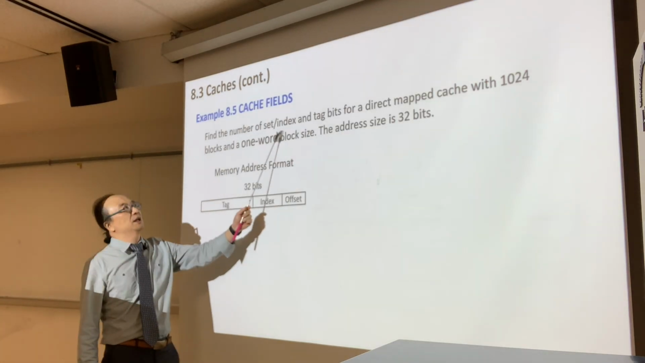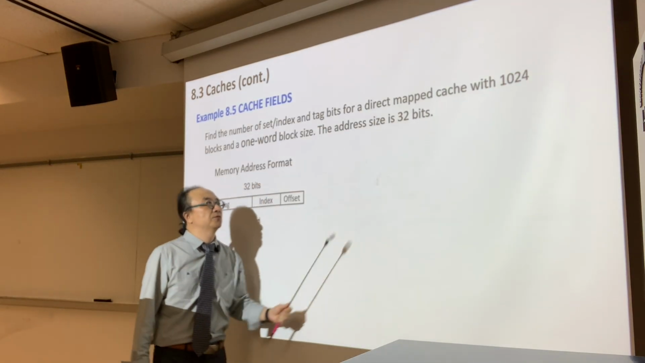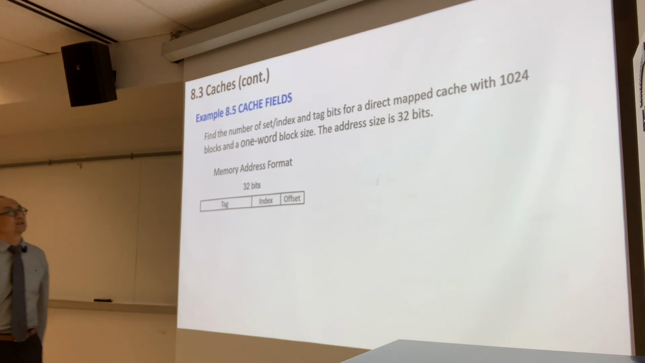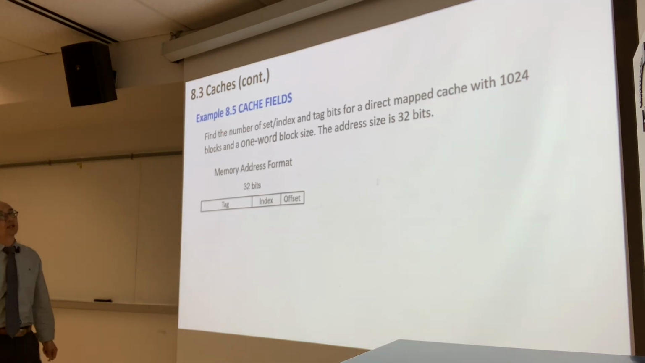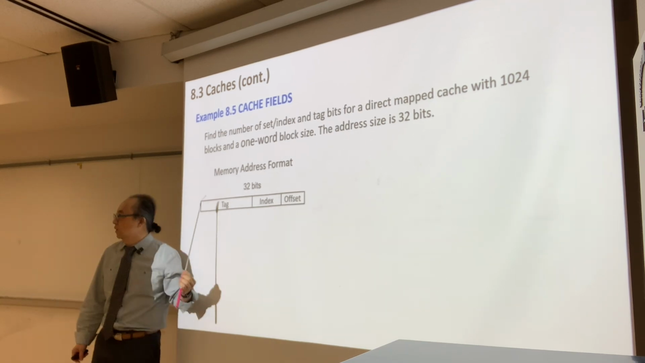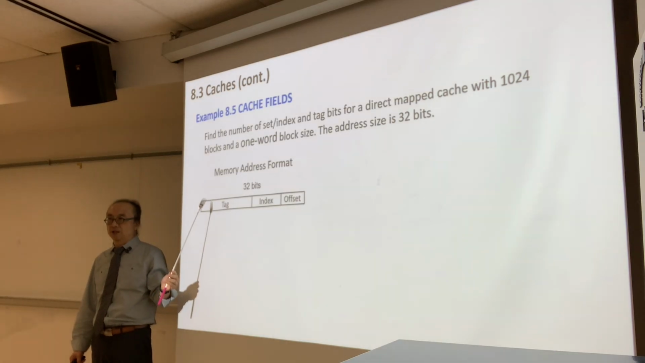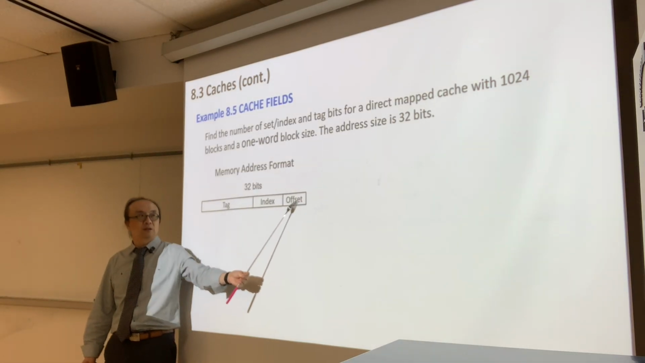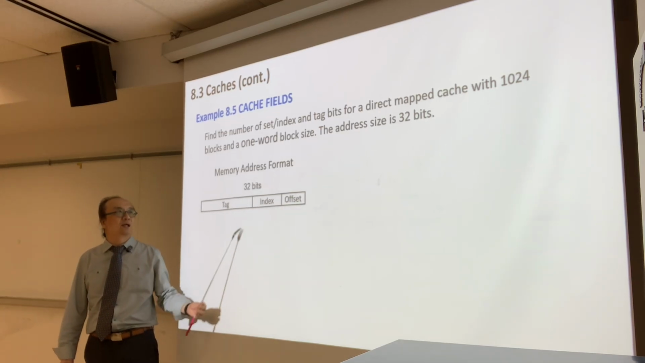Find the number of set index bits and tag bits for a direct-mapped cache with 1024 blocks and a 1-word block size, and the address is 32 bits. The memory address format is this. For our architecture, it's a 32-bit memory address. The lowest bits are the offset, the middle is the index, and the rest is the tag.